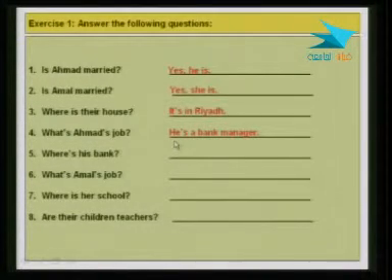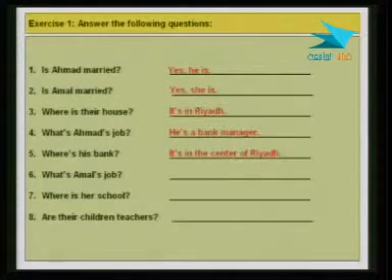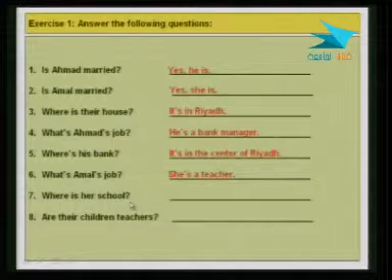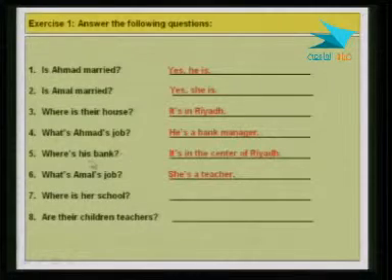Question number 5. Where is his bank? It's in the center of Riyadh. Question number 6. What's Amal's job? Okay, it means what is Amal's job? She's a teacher. Okay, she's a teacher. Number 7. Where's her school? Now look at this example here and this example. His bank and her school.